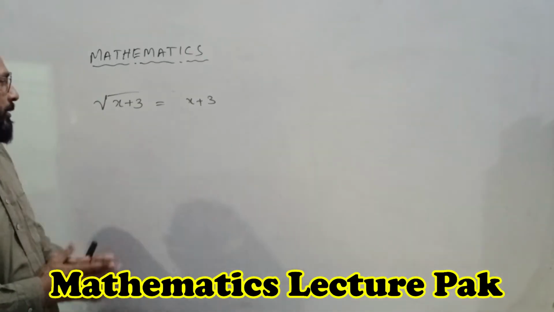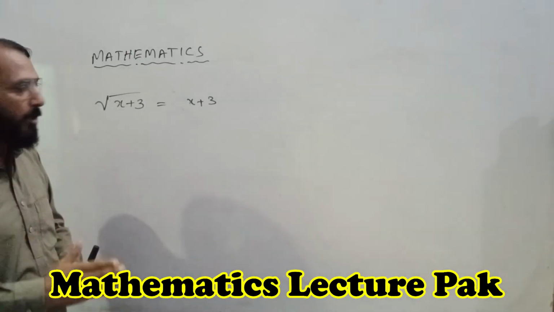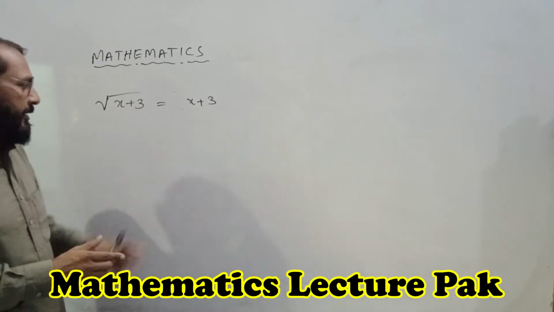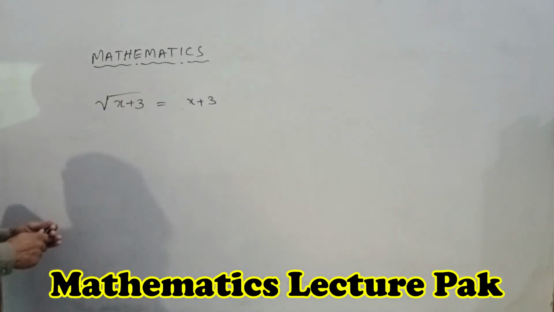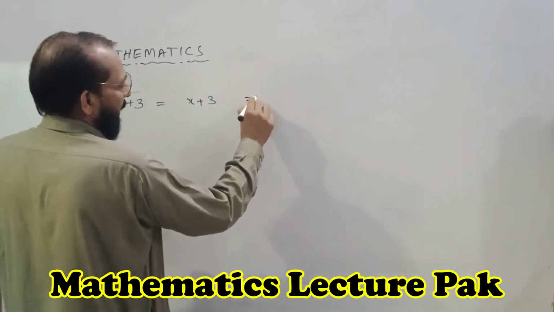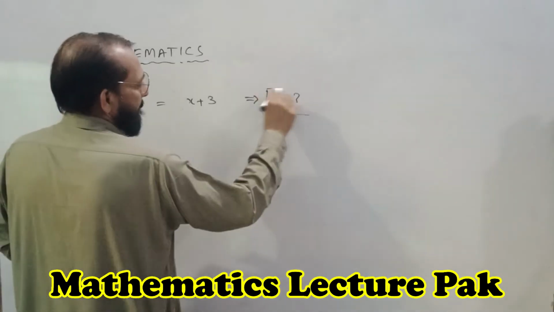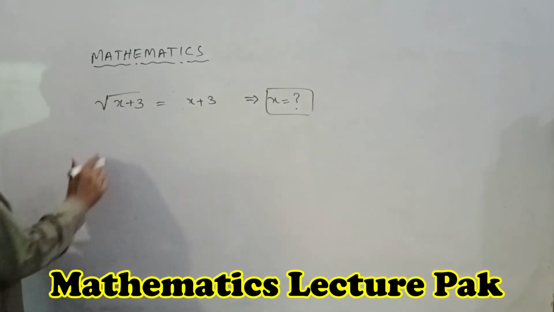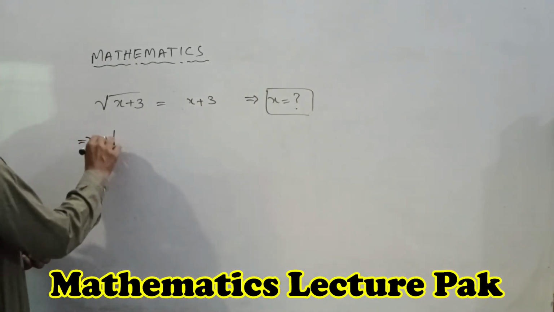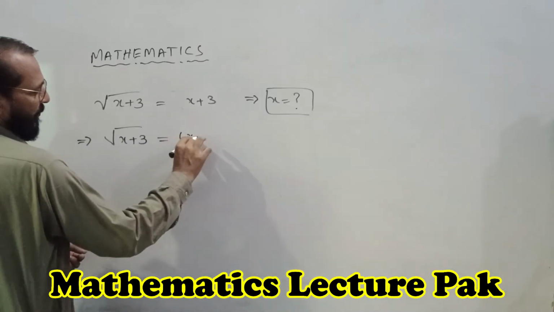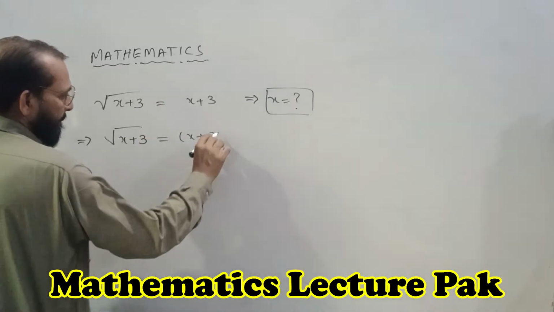Now we have to start the questions on the radical equation, and its complications. Now we start, so we can find the value of x. Here we can find the values of x. Our first step is this: x plus 3, x plus 3.